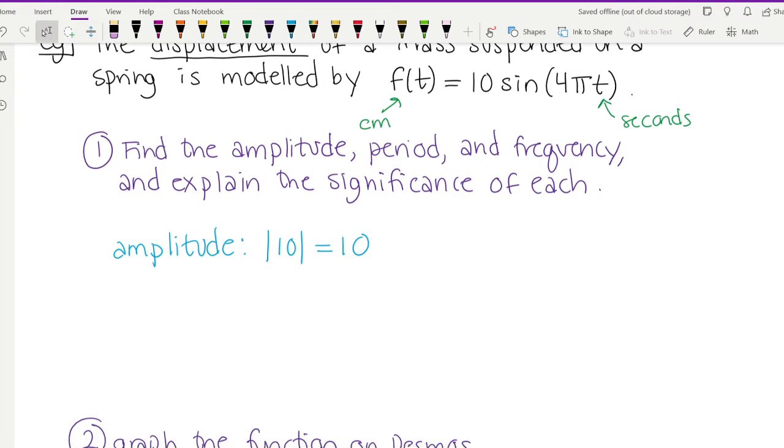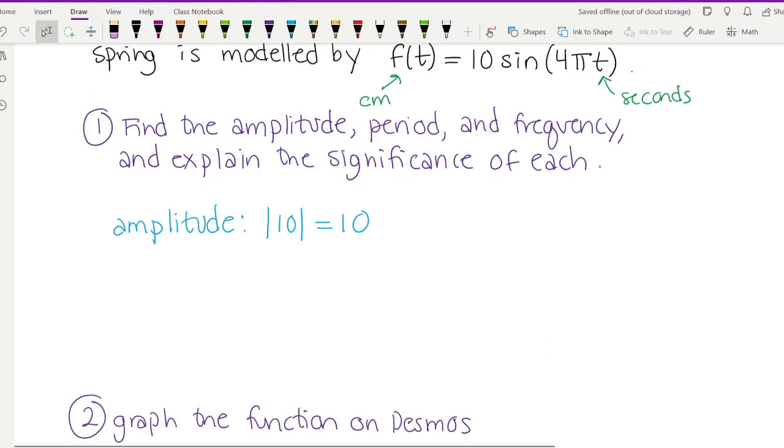So what is the significance of the amplitude in the context of this problem? Like what does the amplitude tell you about this situation? And actually, sorry, I'm going to take that back. Let's return to this significance question after we look at the graph, because I think once we look at the graph, that will clear up what the significance is. So let's just go through and find the amplitude, period, and frequency. Once we have those, and we look at the graph, then we can make the connection of what each of those signifies.